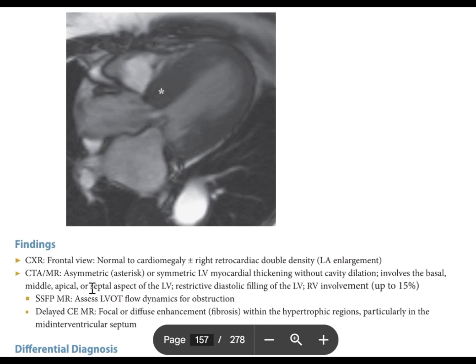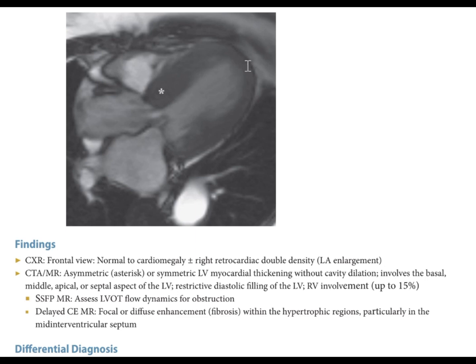It also can involve the apical aspect, which is not involved here, or the basal aspects. So here the septal myocardial wall is thickened.